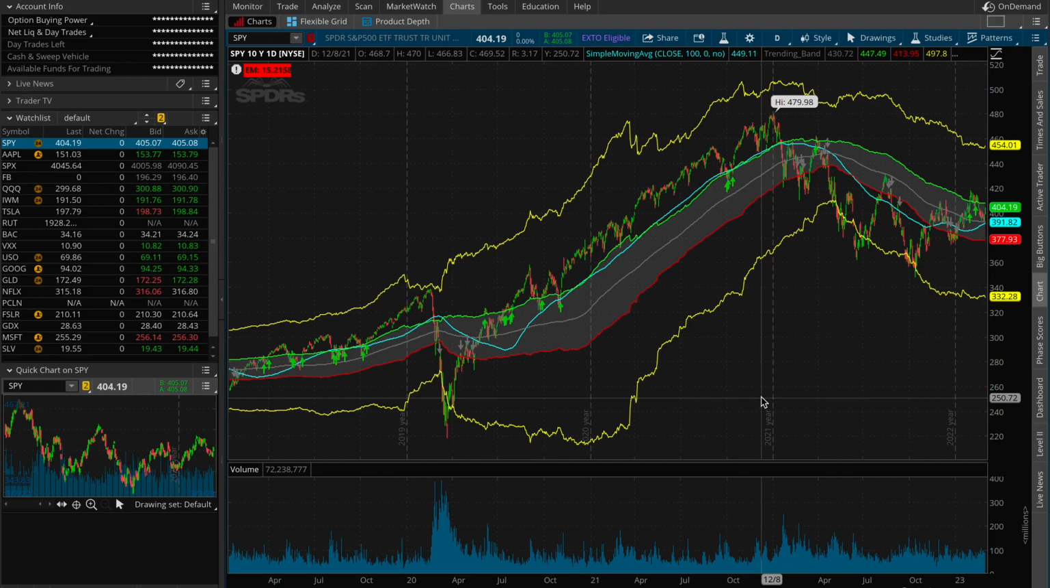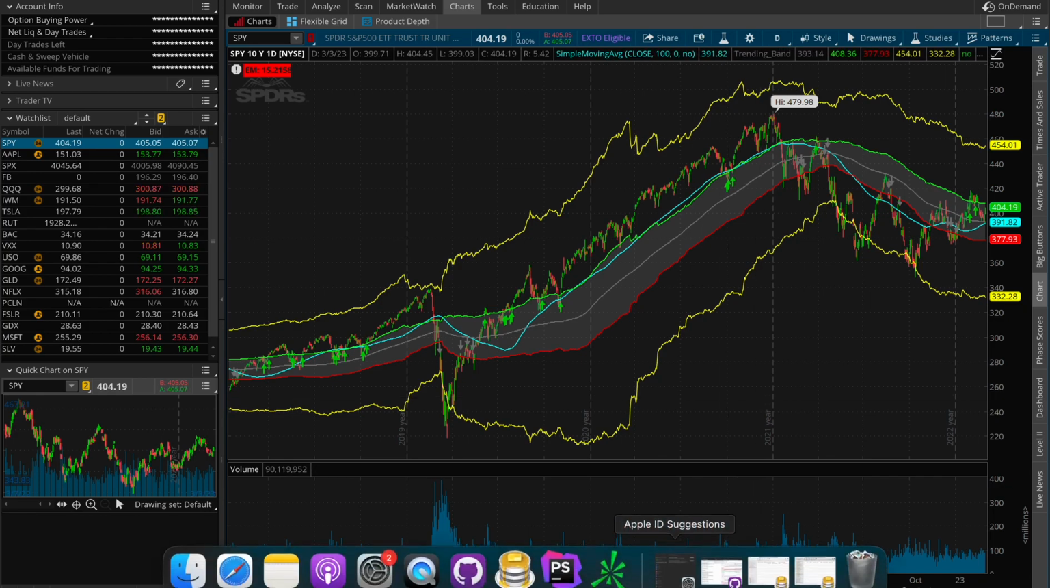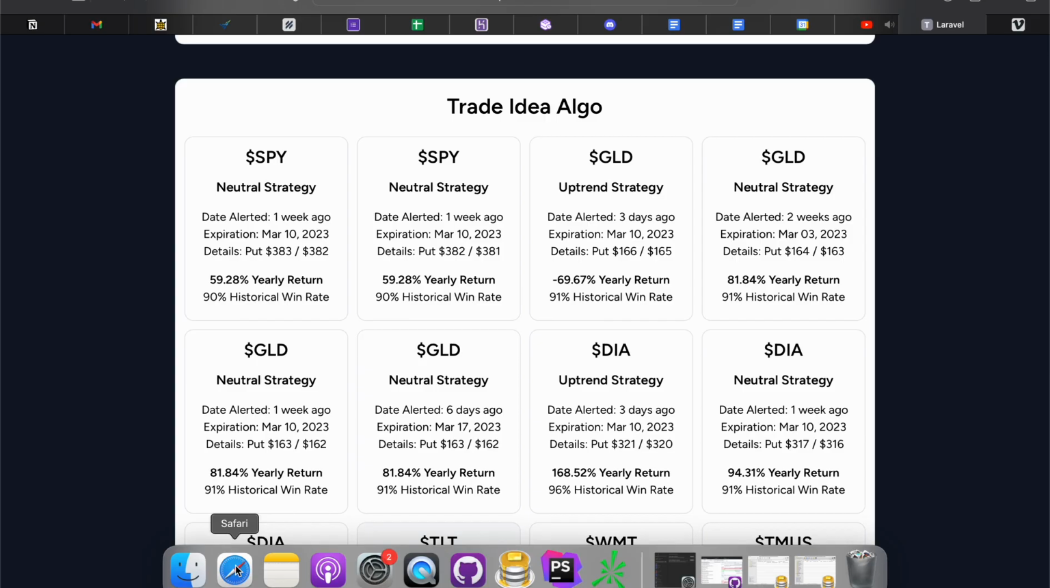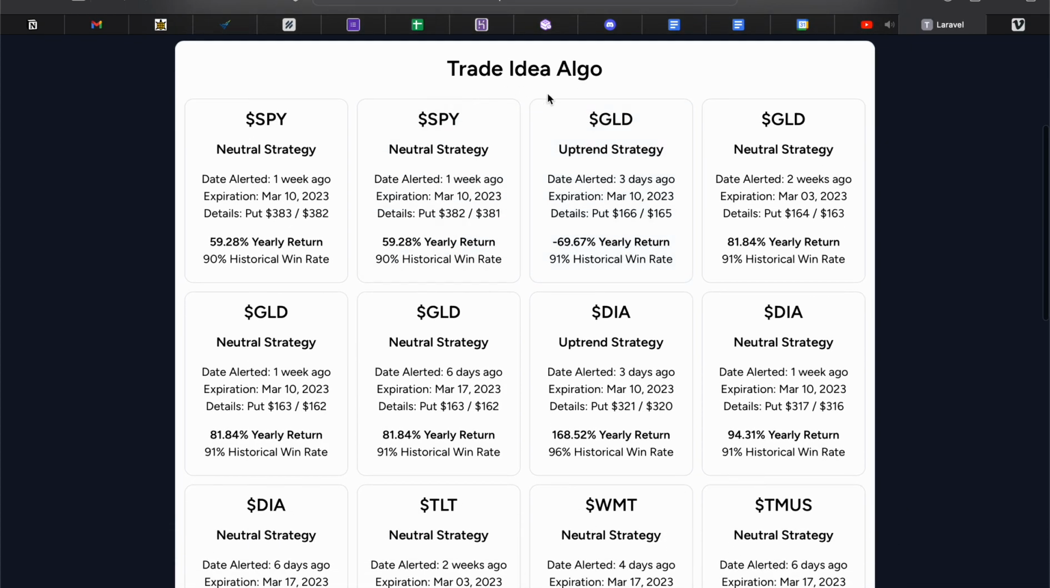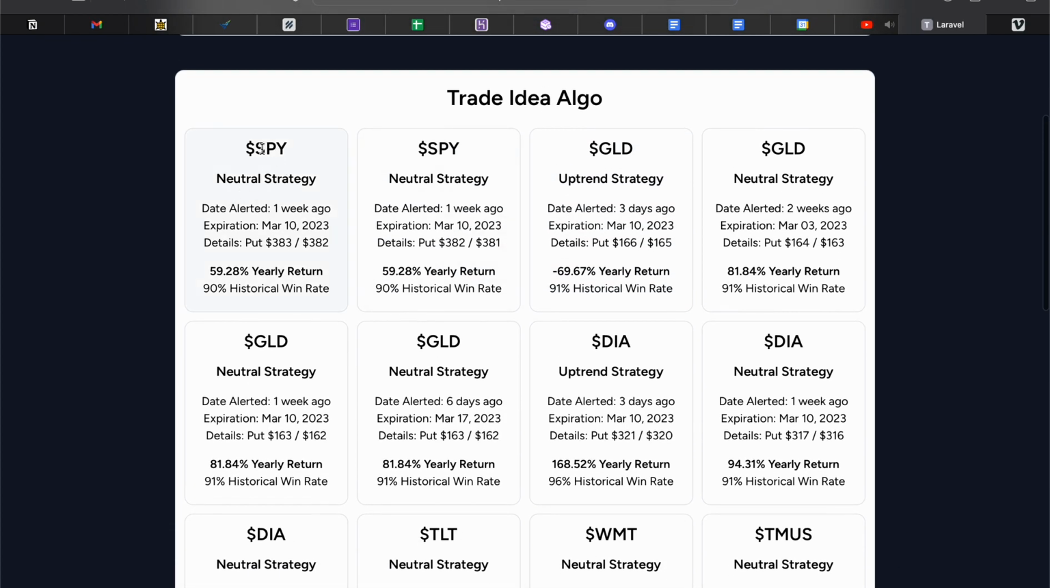In this video, I'm going to walk you through how to place a credit spread trade order on the ThinkorSwim platform for TD Ameritrade. You simply follow all the recommendations in one of the alerts. So for instance, I'm going to use a trade idea algo alert for this example. We're going to use this one.